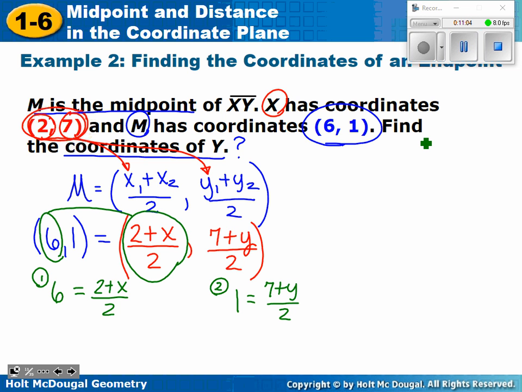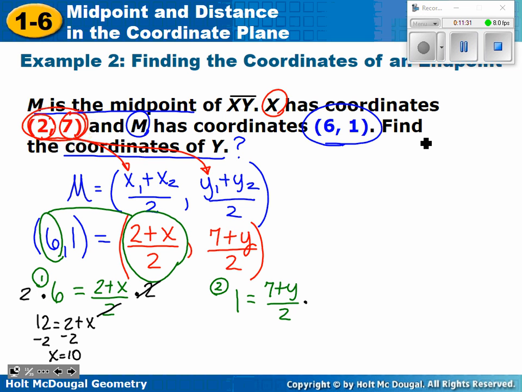So what would I need to do to solve for x? Multiply both sides by 2. Good. So if I multiply both sides by 2, the 2's cancel on the right, and we end up with 12 equals 2 plus x. Subtract 2, and what is our x value? 10. Then we're going to do the exact same process over on the other equation to solve for y.